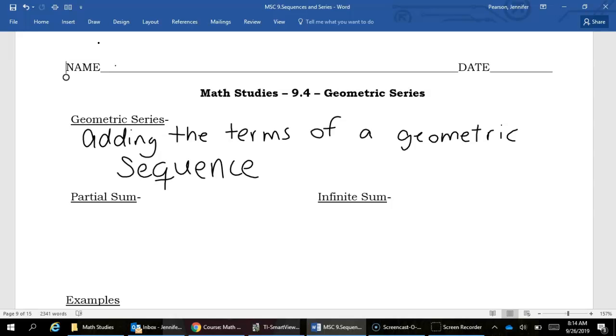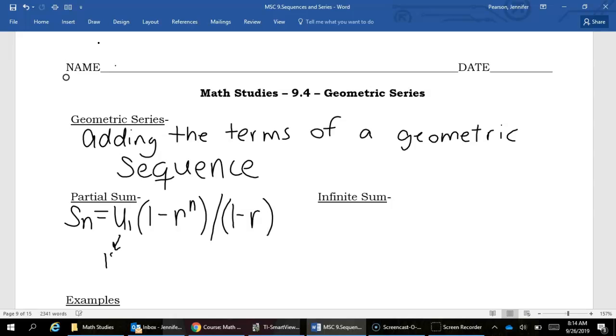So the partial sum formula is a longish formula. To add up a specific number of numbers, you need the first number from the list multiplied by the quantity of 1 minus the ratio to the power of n, divided by 1 minus the ratio again. So we should know what these are, but let's label anyway. U1 is the first number.